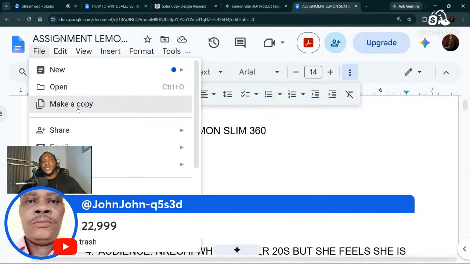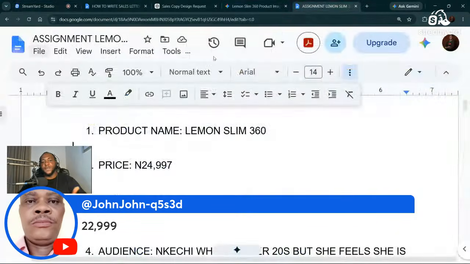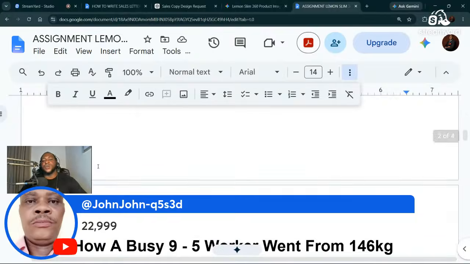You make a copy. You see where you click. You click on make a copy. You click on make a copy by yourself, but I'll still send the words. I don't think I will send the document. I'll just send you the link. So you make a copy and you just write this by yourself.